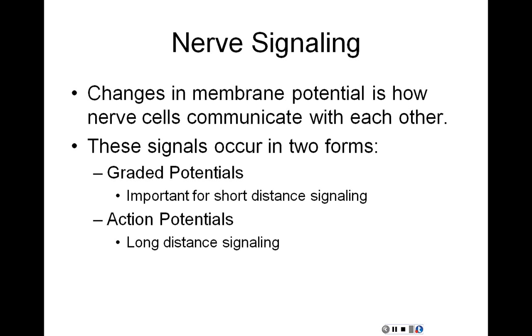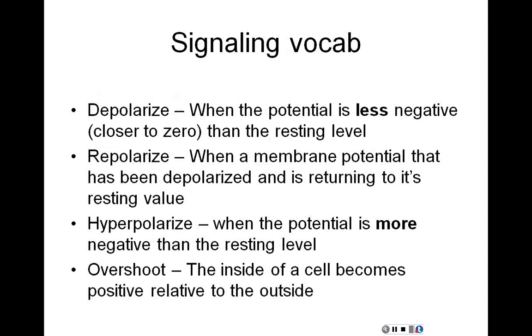When information is received through a dendrite, it has to be sent all the way down the axon to the axon terminal. That's going to be an action potential. If you just want to move a little something, open or close a gate, that's a graded potential. Before we can do potentials, we have to do a little vocabulary. You're going to want to remember this all the way through 202, so get it on note cards right away: depolarize, repolarize, hyperpolarize, and overshoot.